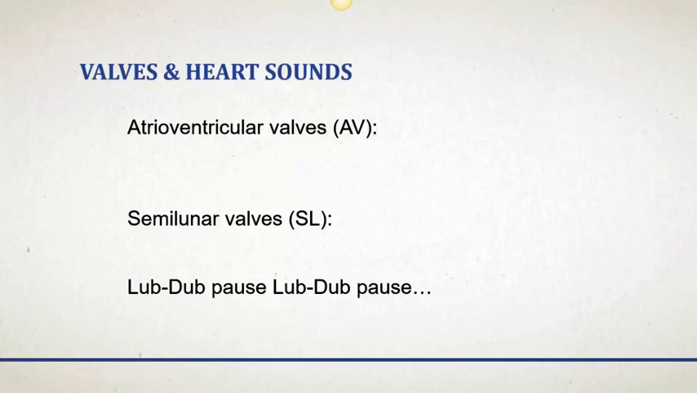So the AV valves, the atrioventricular valves, are the valves that are going to lie between the atria and the ventricles. These include the tricuspid and bicuspid or mitral valves. The semilunar valves are the valves that are going to lead to the outside of the heart, and those include the pulmonic and aortic valves. The lub-dub pause sound that you hear, those heart sounds, are actually the closing of the valves.